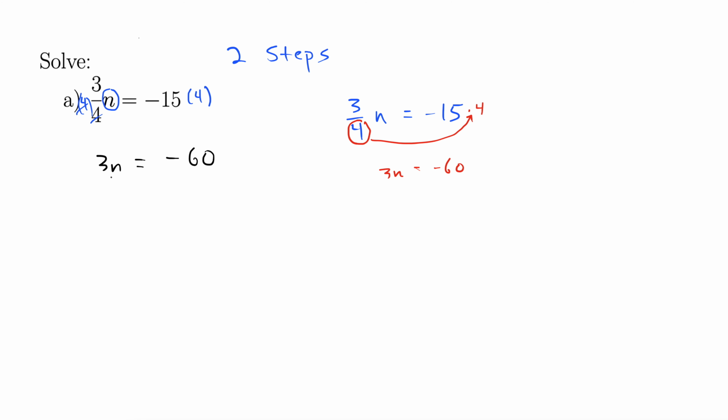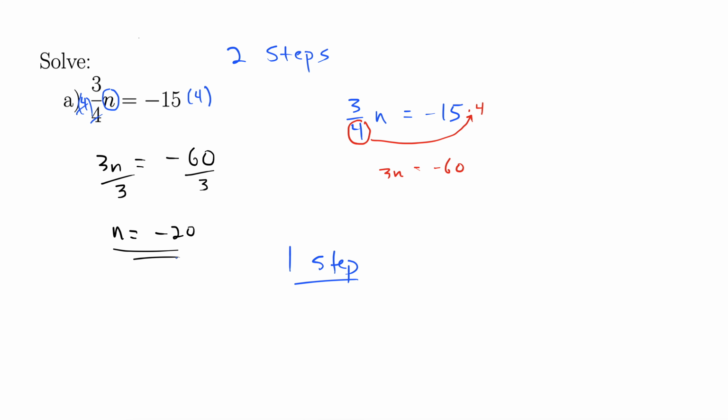Continuing here, we're still trying to get this n by itself. Now we have 3n, so I'm going to divide both sides by 3, leaving us with n equals negative 20. So there's the 2-step version. Let's try doing this in 1 step.